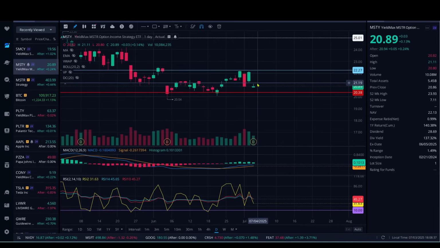So since today is the X date, that is why you'll see this gap down. Right? That little drop down. Now we're going to look on the 5-minute chart and get a better example of when that actually happened.